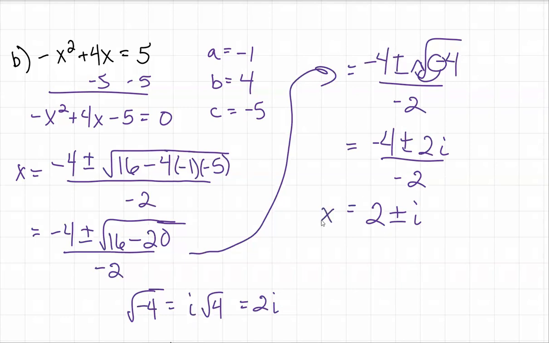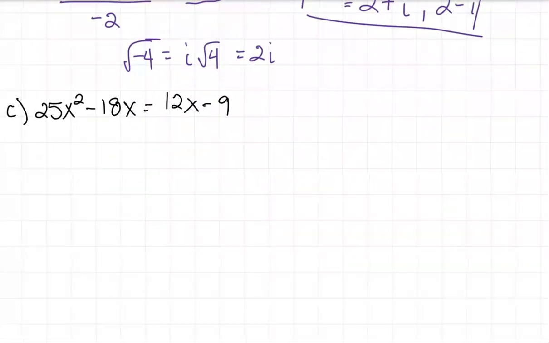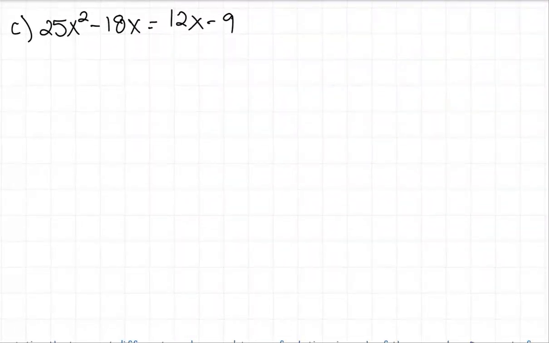So there is our solution. x is equal to 2 plus or minus i. And remember, this plus or minus is shorthand for writing 2 plus i and 2 minus i, because if there's anything that a mathematician is, it is lazy, right? Okay, there's our answers. All right, one more example to make sure we are good to go.